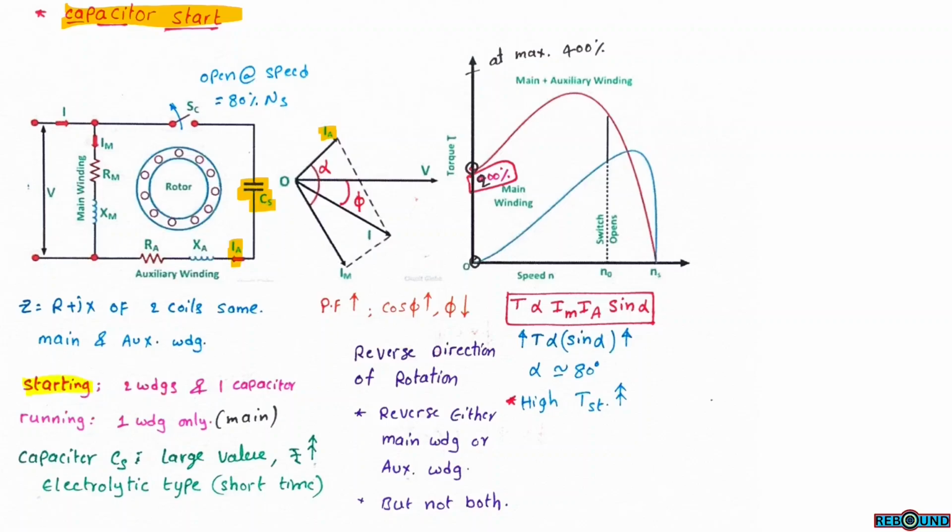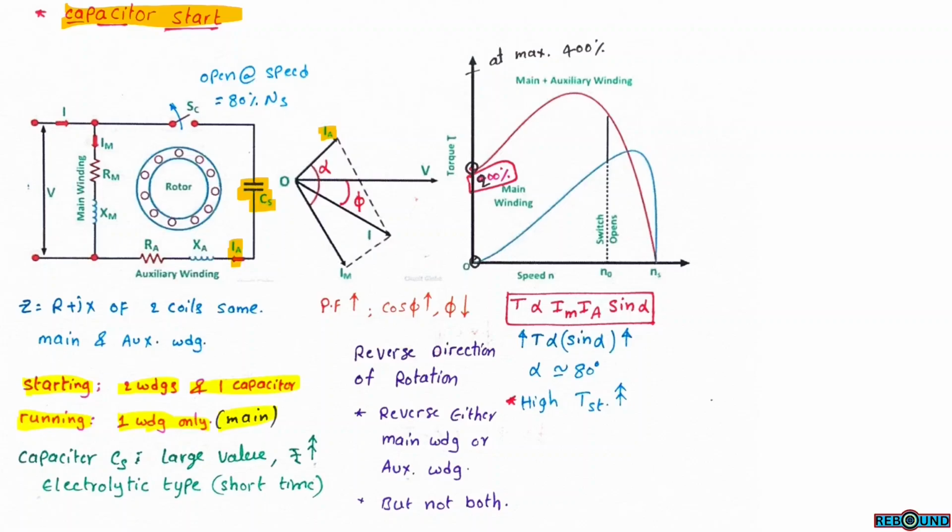During starting, both the windings, main winding and auxiliary winding, and one capacitor are present. When the speed reaches 80% of the rated speed, the switch is opened. So during running condition, only one winding, that is the main winding, is present in the circuit.